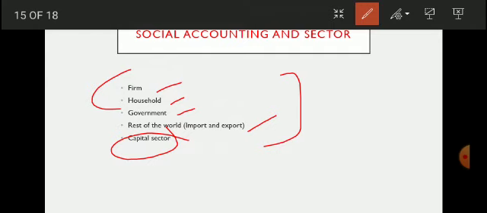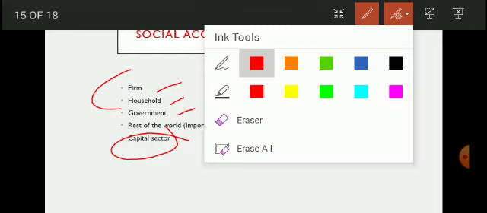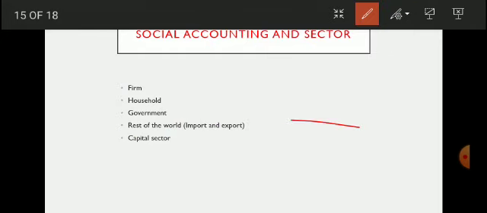Capital is nothing but the capital goods which we are buying to increase our national income. We are importing the capital goods for increasing the national income. So these are the most important social accounting and sector. This question was asked in last year's board examination also.